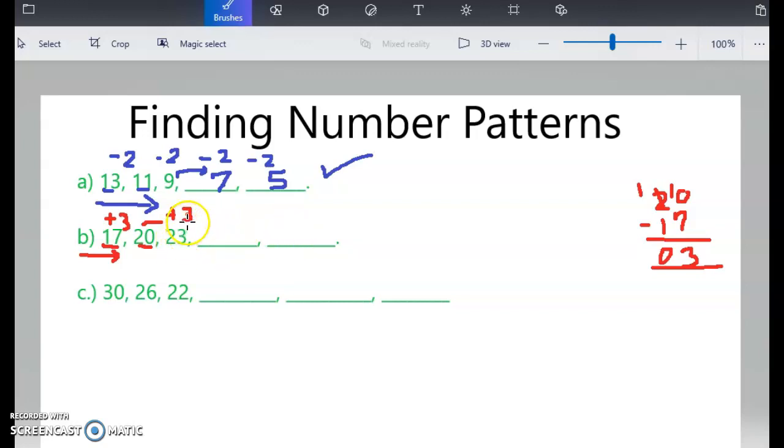So 23 plus 3, let's go ahead, call yourself 23 and keep counting on. Add in 3 more. So 23, 24, 25, 26. So that is 26. Now I will say 26 plus 3, and that will give me my answer here. So 26, 27, 28, 29. That is 29. So I just figured out my second one.